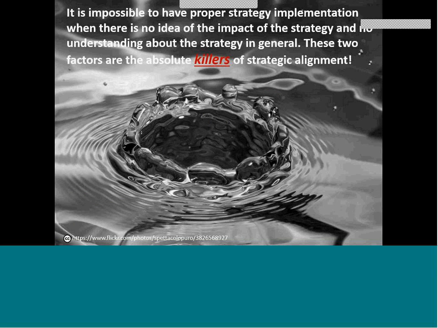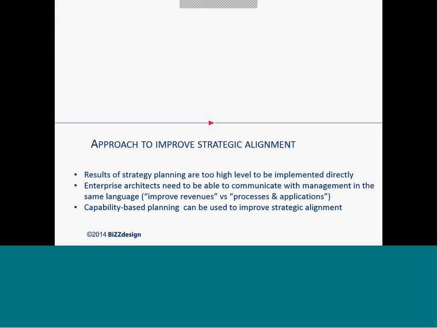Absolute killers of strategic alignment to be the lack of direct analysis and understanding about the strategy in general. This came out of our research as the absolute killers of strategic alignment. So the research we've done, thanks to the Open Group and the Association of Enterprise Architects, has results that are not very surprising, but others are, and really set our R&D agenda.